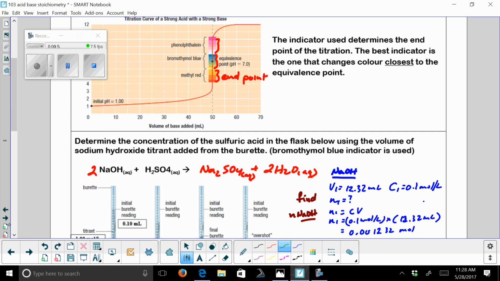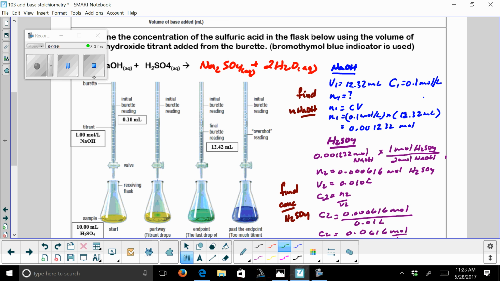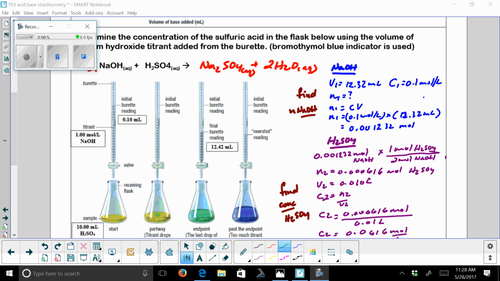Let's take a look at the actual reaction here. Again, it is with sodium hydroxide and sulfuric acid. So we need 2 moles of sodium hydroxide to neutralize 1 mole of sulfuric acid, giving us sodium sulfate and water. What we know is the amount of base that we added. We also know the concentration of the base, and in this case we have a little typo. Let's assume it was 0.1 mole per liter. A little typo there. So I know the concentration.